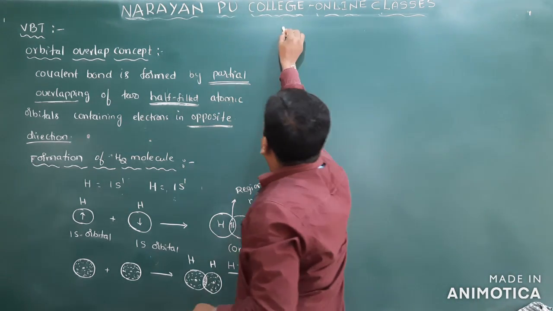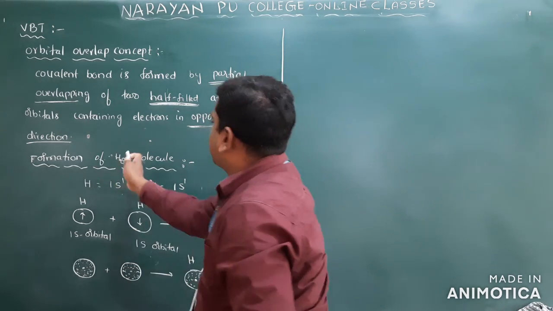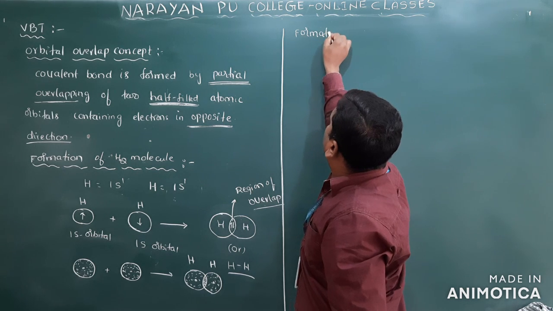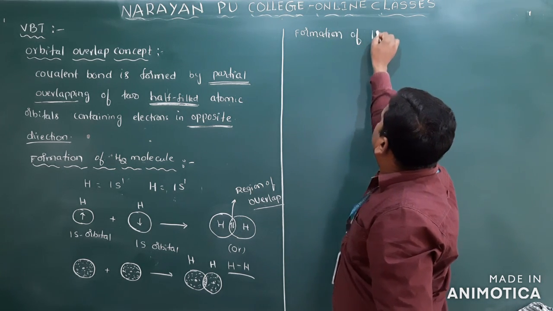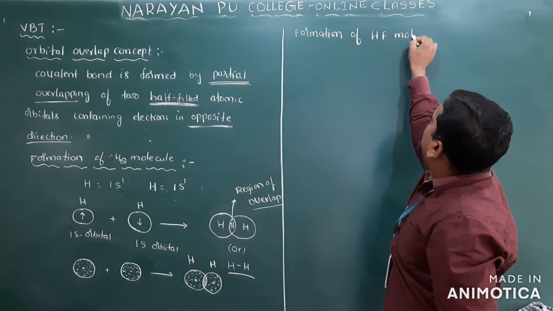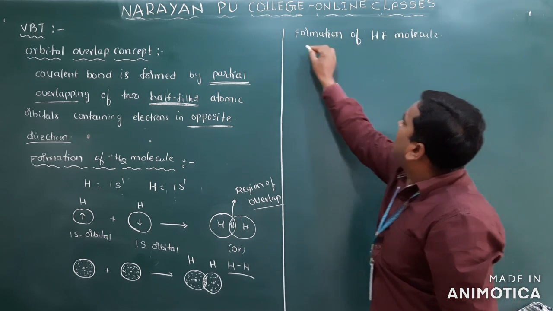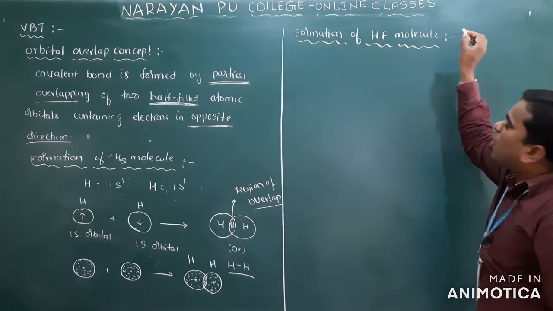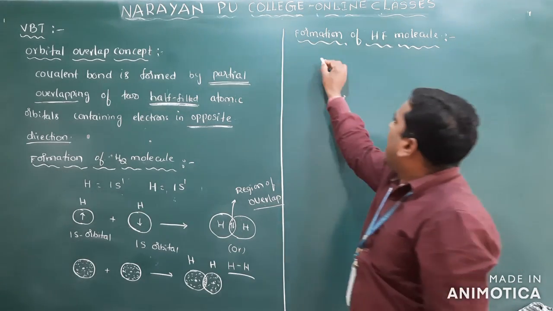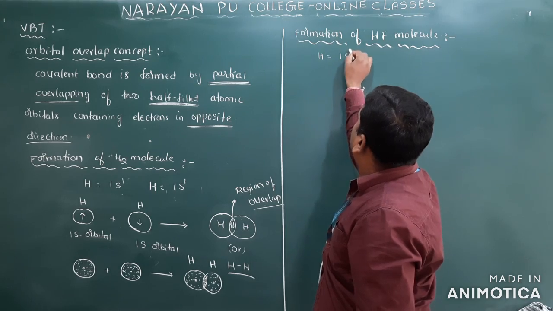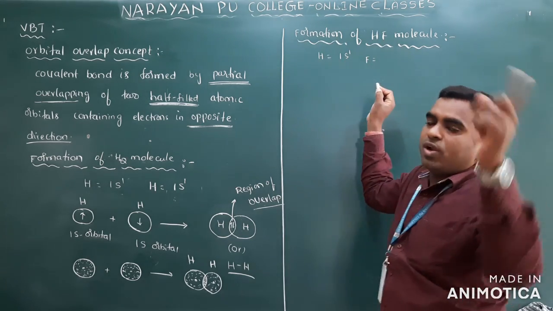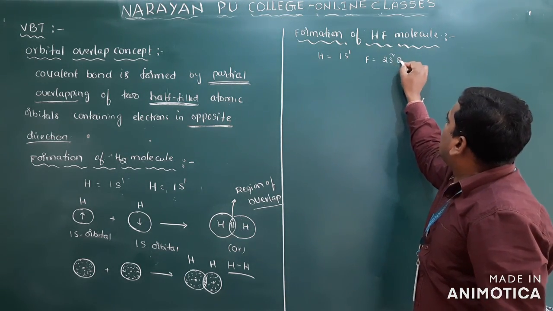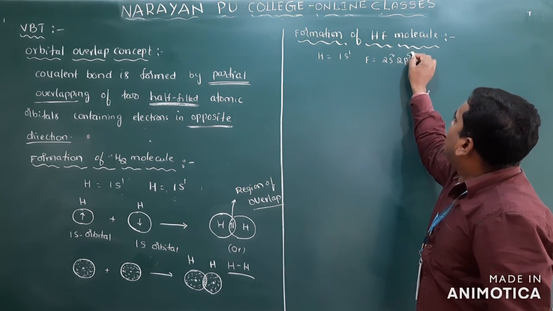Next, in the same way, I will write the formation of the HF molecule. How does it form? According to the orbital overlap concept of VBT, valence bond theory. Hydrogen, you already know, has one electron. For fluorine, what is the valence shell electronic configuration? 2s2 and 2p5.